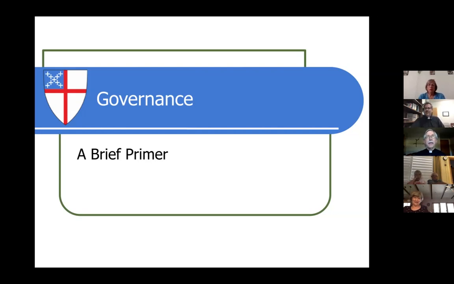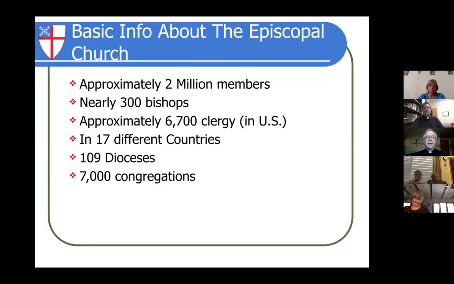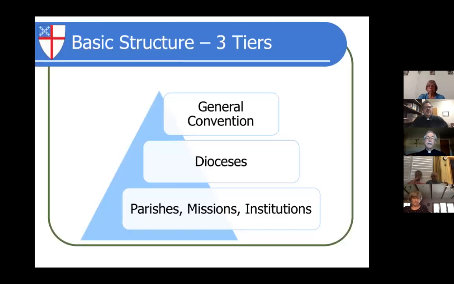Okay, so now we really get into the civics part of this conversation. So we chatted a little bit about this last time. Episcopal Church itself, about 2 million members, about 300 bishops, about 6,700 clergy in 17, now 18 different countries, 109 or so dioceses, 7,000 congregations. So this is a big, international, complex enterprise, right? So here's the essential structure.